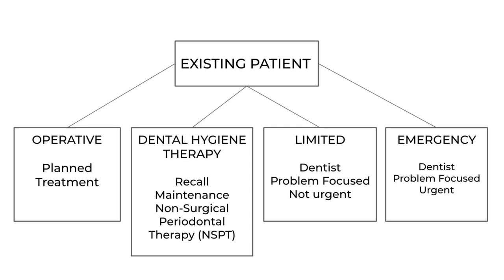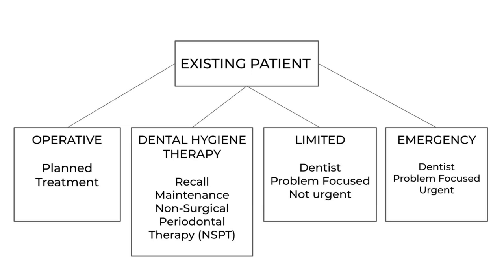The next type of patient that would be on the schedule is an existing patient. An existing patient is going to be scheduled for one of four types of procedures. One is an operative appointment. This includes fillings, crowns, extractions. Even if it's an ortho, it would be an ortho appointment. But these appointments are planned in advance, and they are scheduled with either the dentist, the dental auxiliary, or dental hygienist, but it's not part of the dental hygiene therapy. They are called operative appointments.